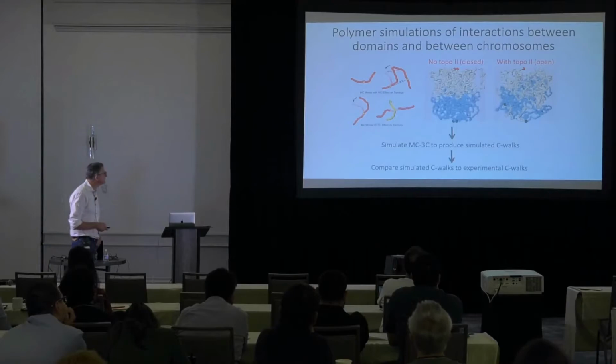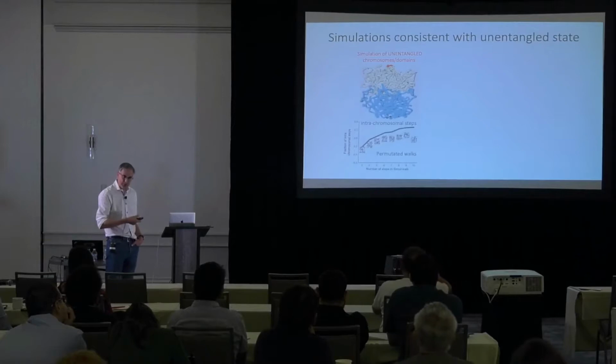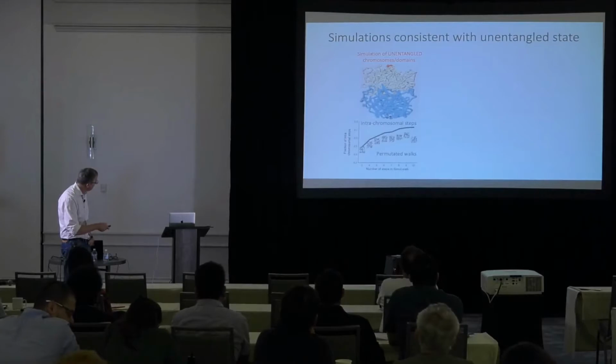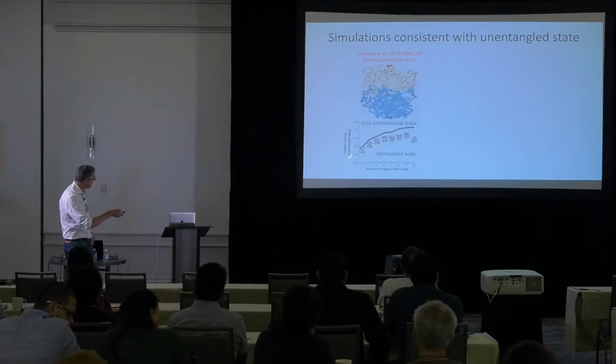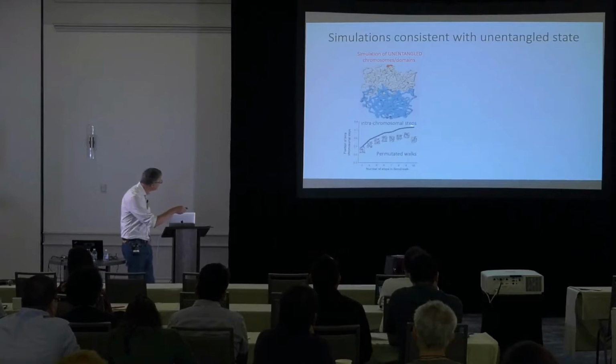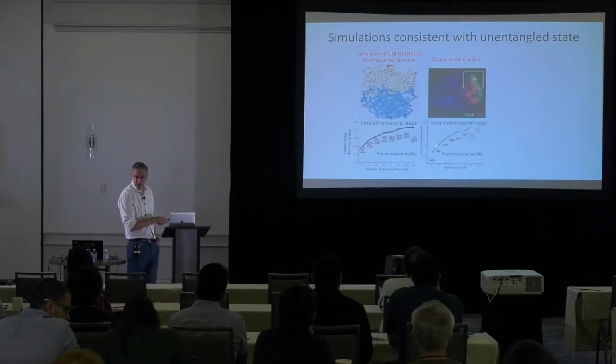Okay. So here we have two domains. There's no strand passage here. They cannot become topologically catenated. There's quite a rich interface of interactions between these two domains. And we can just look again at the C-walks that go from one domain to the other and ask how many intra-domain steps do we have compared to permutation. And you can see you have fewer steps between the domains than you would expect. In fact, it looks very similar to what we observe in experiment. There are just fewer steps between the domains than you would expect.